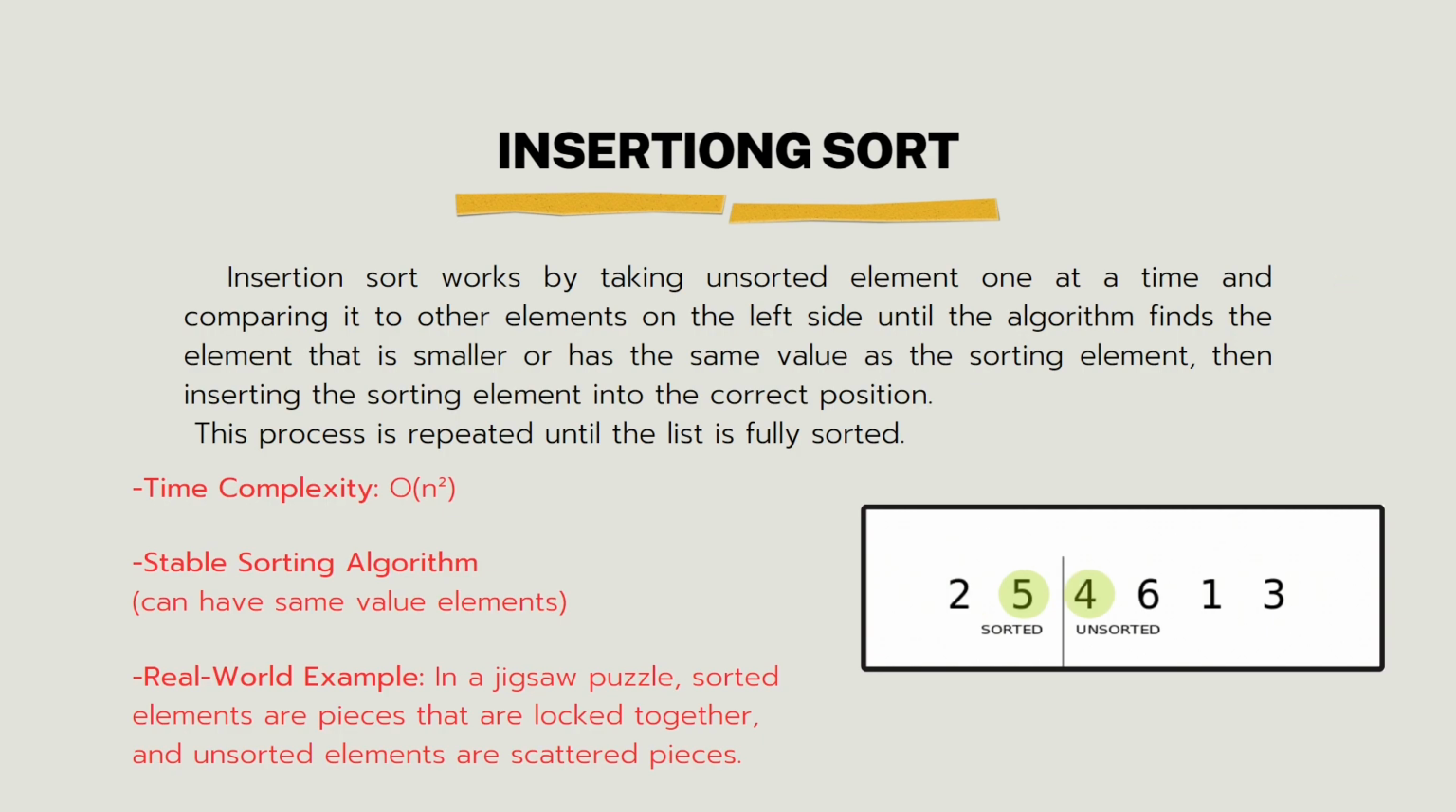Time complexity: O(n^2). Stable sorting algorithm: it can have elements with the same value. Real world example: in a jigsaw puzzle, sorted elements are pieces that are locked together, and unsorted elements are scattered pieces.